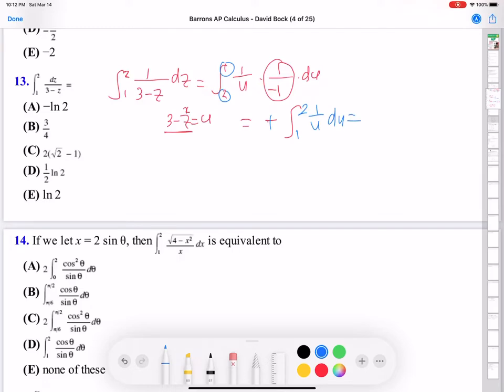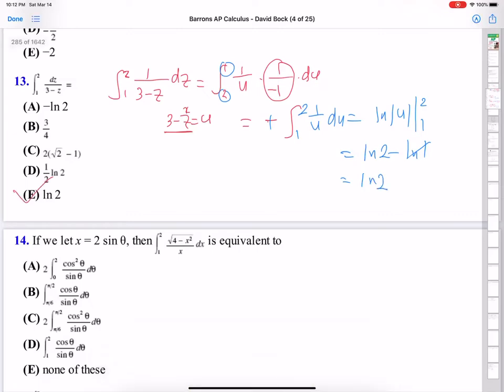Integral 1 over u is ln absolute value of u from 1 to 2. So plug in top number, ln 2, minus plug in bottom number, ln 1. ln 1 is 0, so ln 2 is the answer. E is the answer. Number 14.